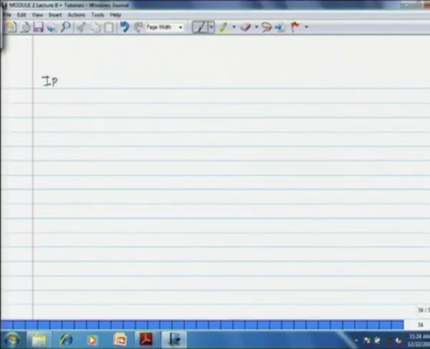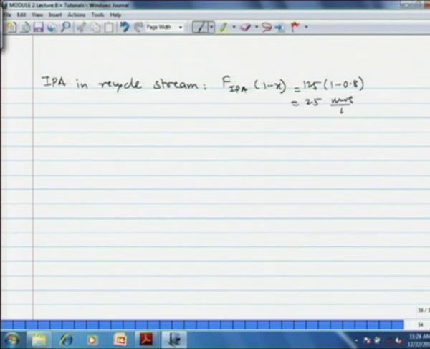The IPA in recycle stream will obviously be the unconverted IPA. We have assumed complete recovery of IPA, no losses. So, IPA, FIPA into 1 minus x. So, 125 into 1 minus 0.8, that turns out to be 25 mole per hour. I write here the assumption that we make: complete IPA recovery with no losses.